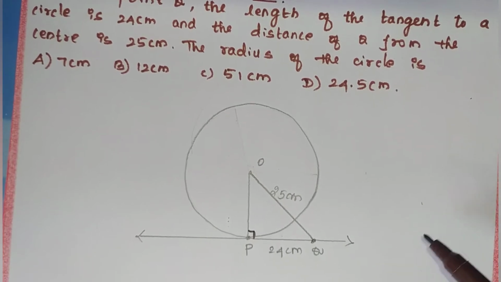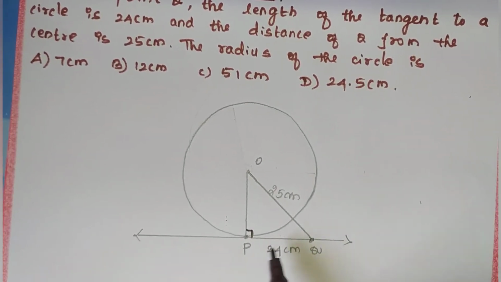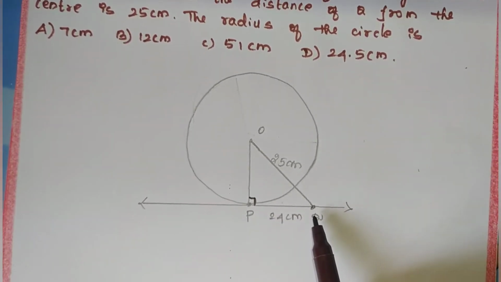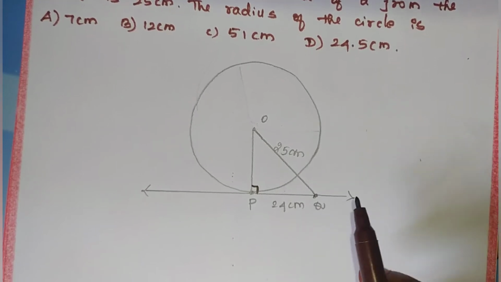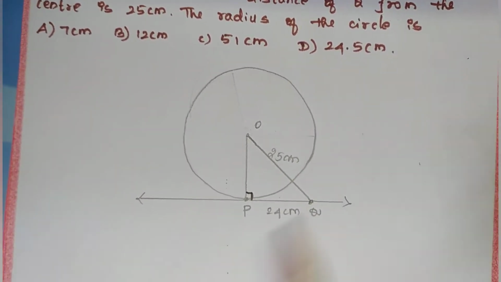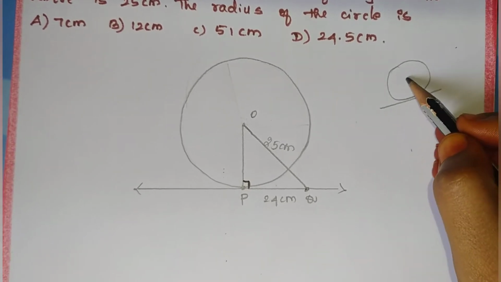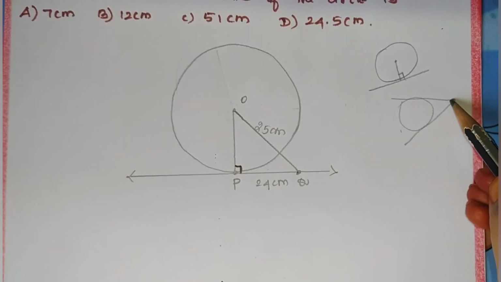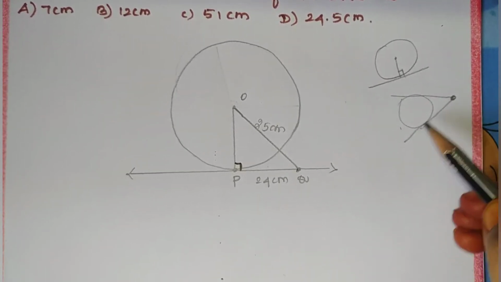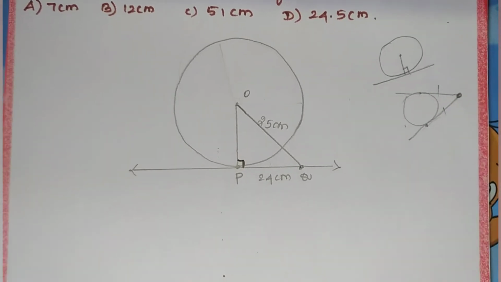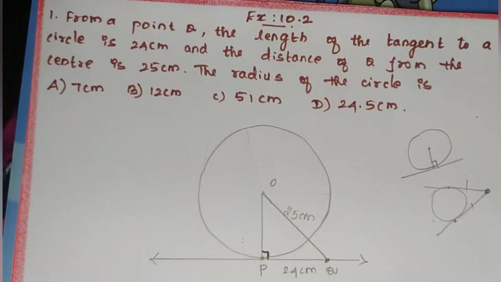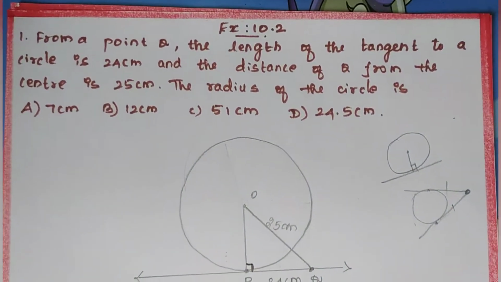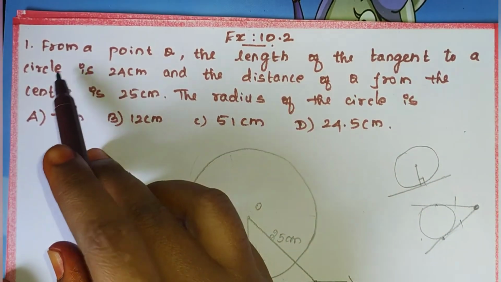That is, the length of the segment of the tangent from the external point to the point of contact with the circle is called the length of tangent. The lengths of tangents will be equal. The first theorem is it will make 90 degree. Second is the lengths of the tangents from the exterior point will be equal. These two theorems only we studied. Based on these two theorems only we are going to solve the problems. Clear? Now see the first problem.